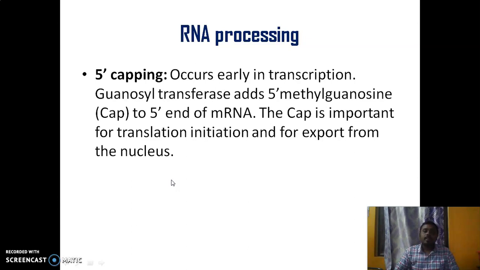This 5' capping occurs early in the transcription, and in this particular capping process, the enzyme involved is called guanosyl transferase. This guanosyl transferase enzyme adds the 5' methylguanosine to the 5' end of the mRNA. So as the new compound is added at the 5' end, which we call the head part, it's called the capping process. This cap is very important for the translation initiation and also for export from the nucleus.